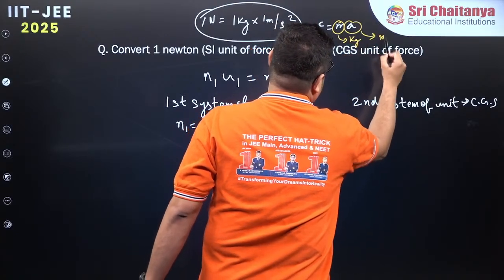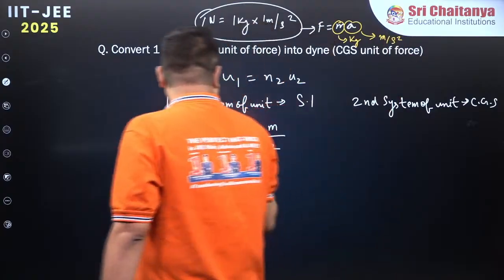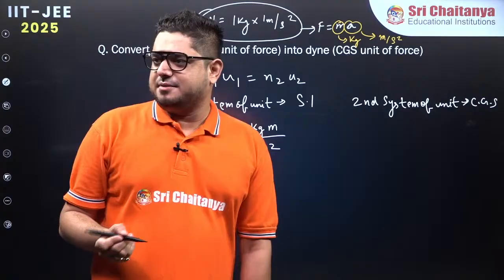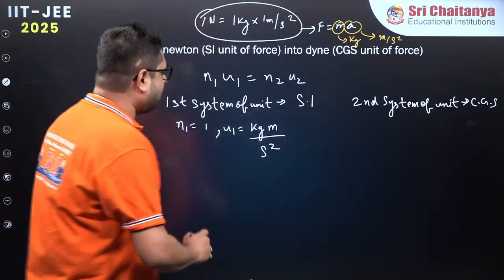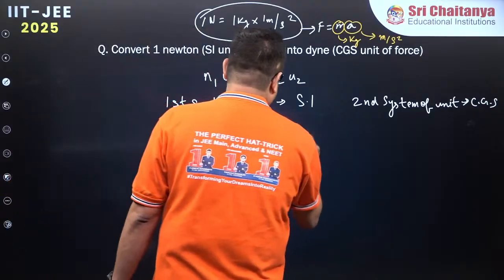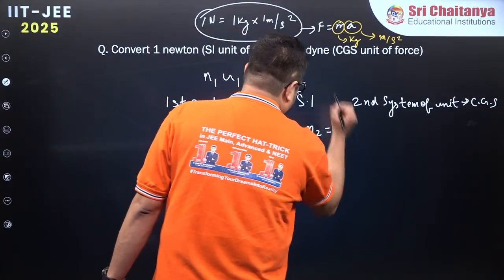That is meter per second square. So as a result, I can write down U1 as kg meter per second square, isn't it? That is going to be equivalent to what? Okay, so now let's try to write down N2. N2 is required to be found.